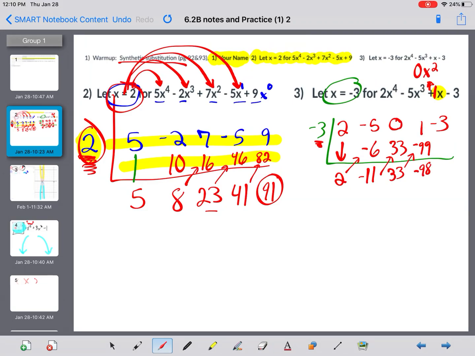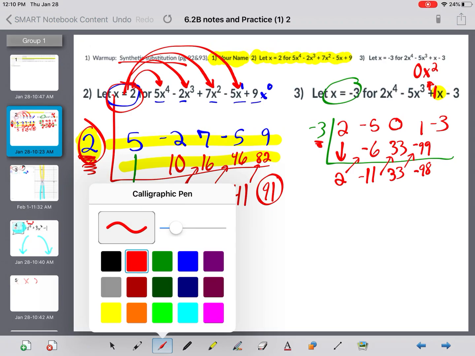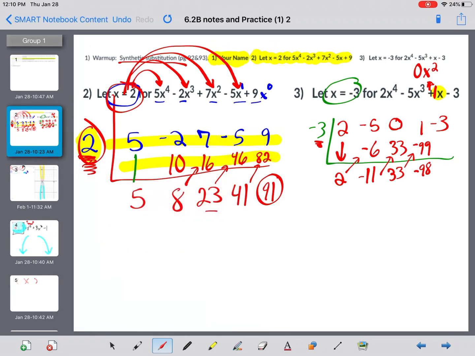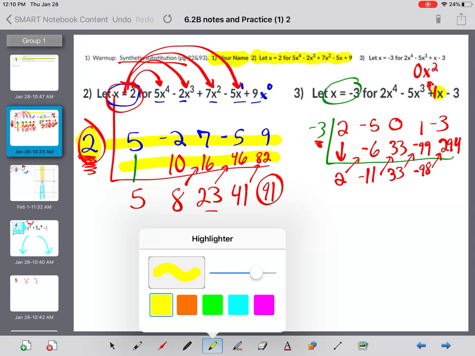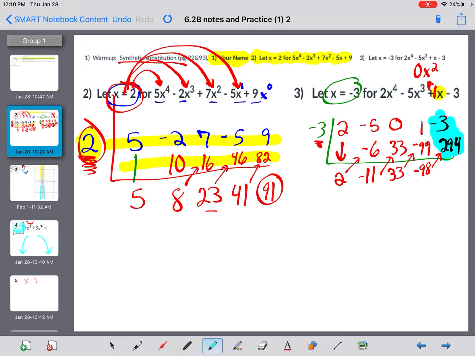As long as you can keep things lined up, I've seen people make lines to try to separate. You need to stay organized on that, so whatever helps you do. Sometimes the lines get confusing though. -98 times -3 is +294. And so now we're in this last column. To get our answer, all we do is add those numbers. You get 291. And that should be our output.